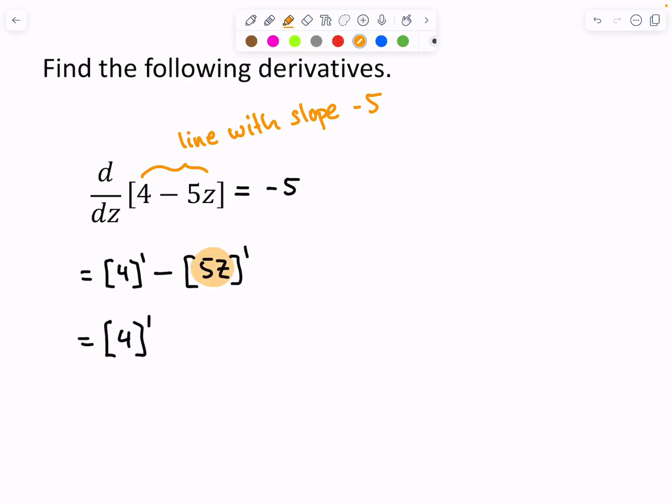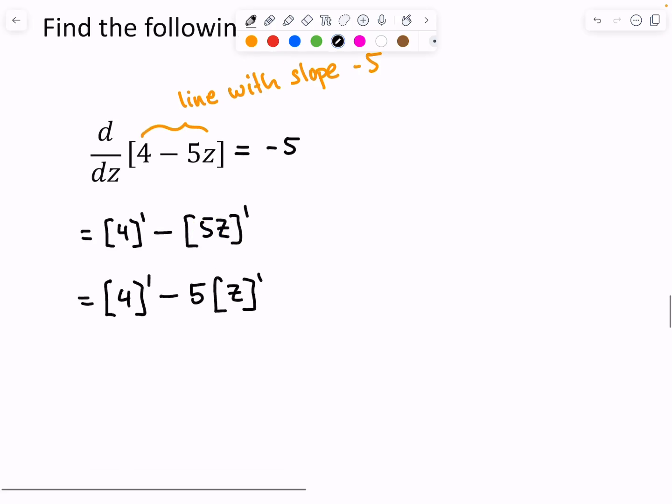This is a constant times a function, so I can ignore that 5 and just differentiate the z separately. So now we have it set up. Differentiating the 4 gives us 0, minus 5, and then differentiating z with respect to z gives you 1. So in the end, we get 0 minus 5, or negative 5.